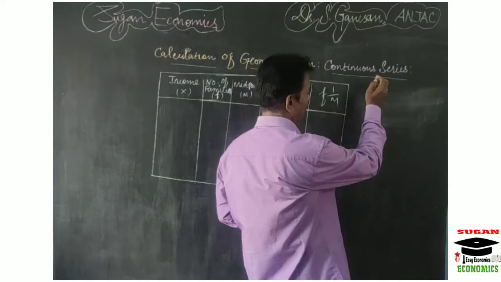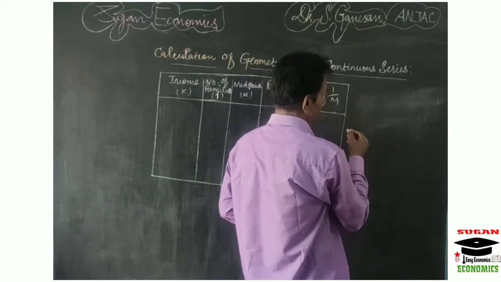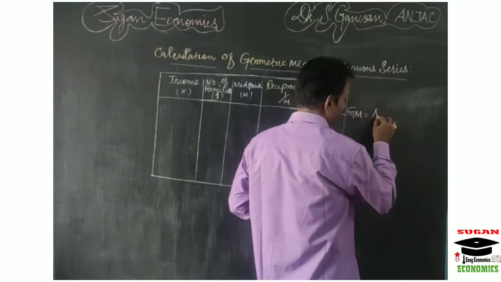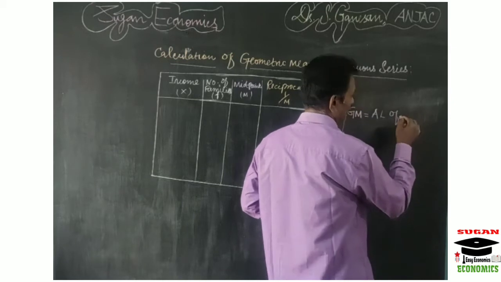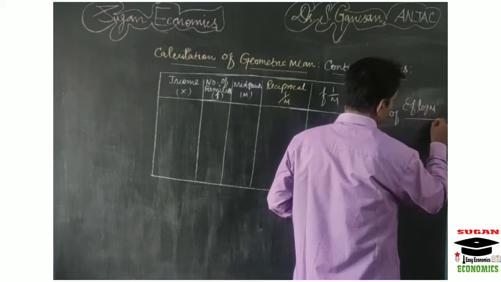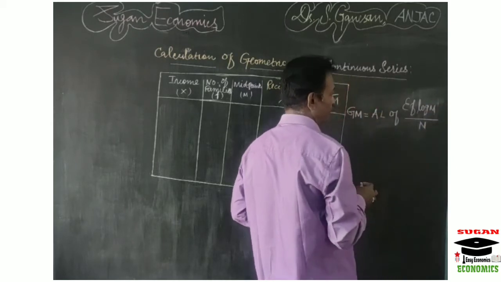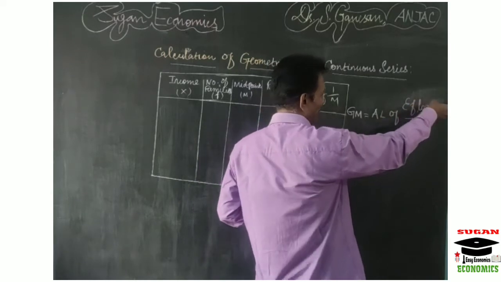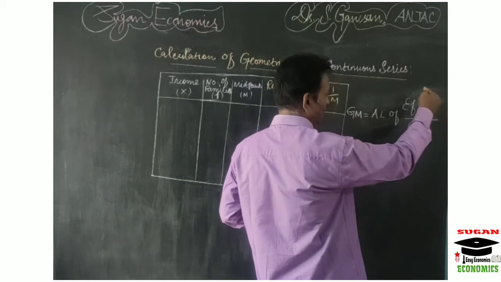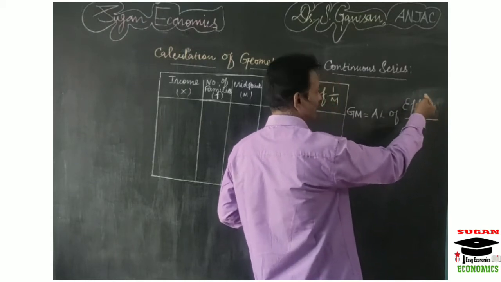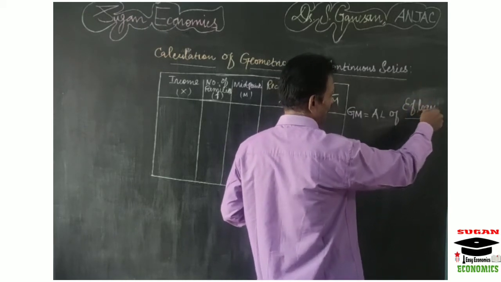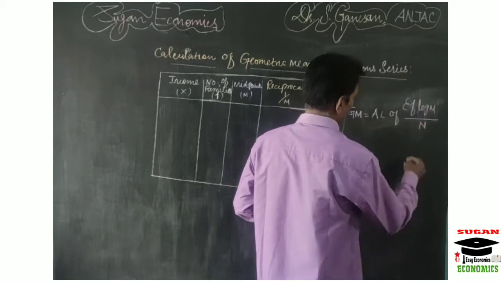So now the formula for calculating geometric mean for continuous series is: geometric mean equals anti-log of sigma f log m by n. So first you have to estimate the m value, then calculate the log for the m value, then multiply the log value with the frequency, then take the total, that is sigma f log m, and n is nothing but the total of frequencies.